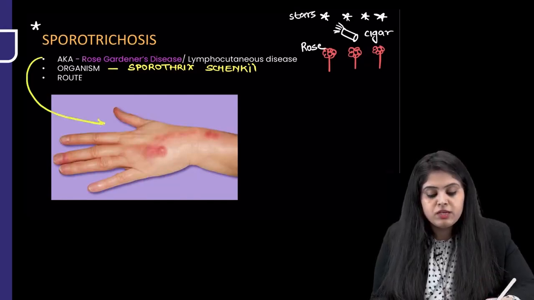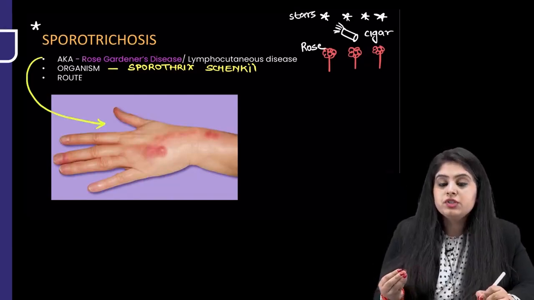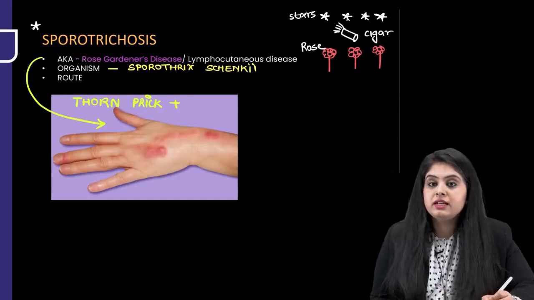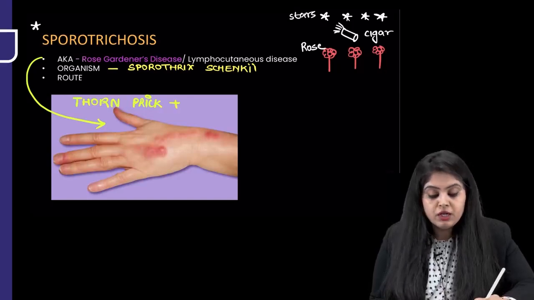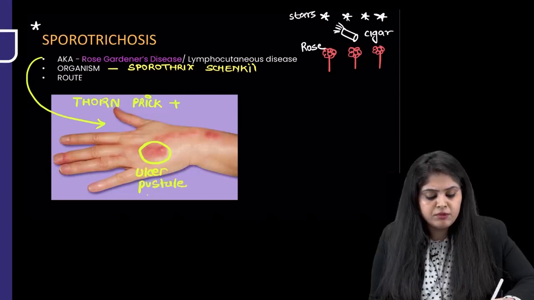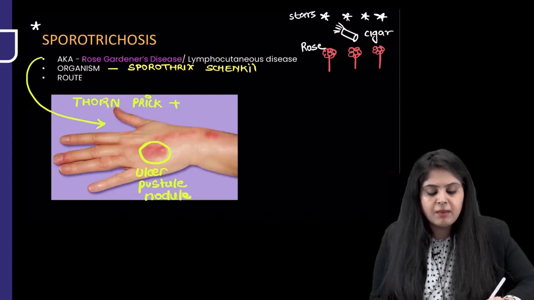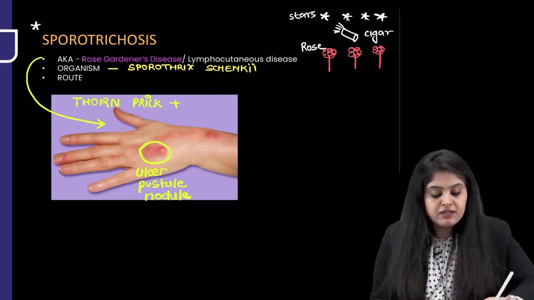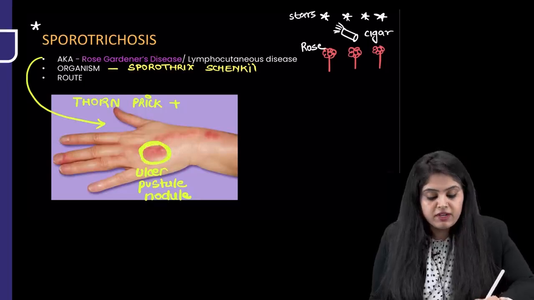Because they will always tell you about a person who is working with rose bushes. If there are roses, there will always be a thorn. So they will give you a history of a thorn prick. Now, when there is a history of a thorn prick, there will be a lesion. Initially, there can be a pustule, an ulcer, or involvement of a nodule. So many types of lesions can occur, but whatever happens at the site of the prick, the trauma, that is the region where the prick occurred.